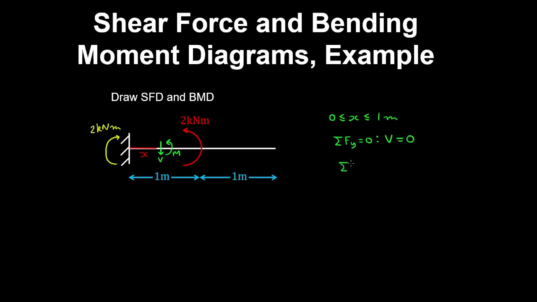And if we take an equilibrium of moments about the rightmost point of this cut section, then we see that the bending moment is constant at 2 kilonewton meters.